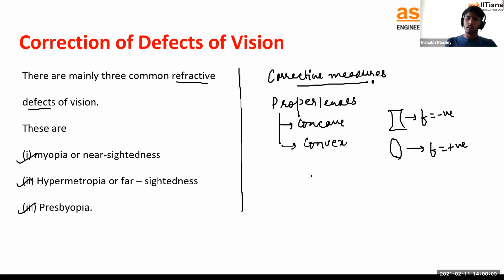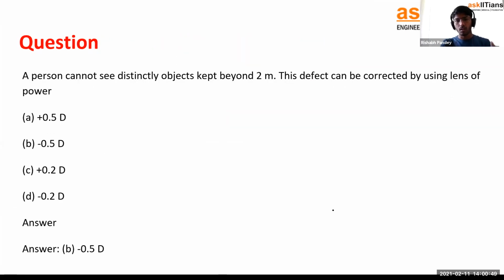For rectifying all these issues, we have to use lenses, and these lenses will have some power. Say the power of the lens is minus 1.5D. Then what kind of lens is he using? Minus 1.5D means the focal length will be minus 1 by 1.5 meters, and since it is a negative sign, it is concave. And say if I am using a lens of power plus 1.5, then obviously it is convex.